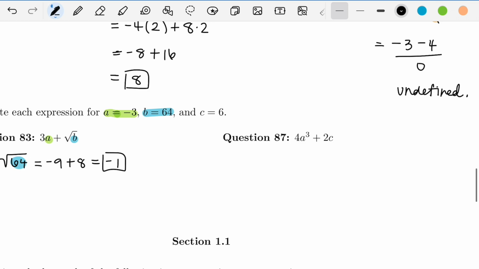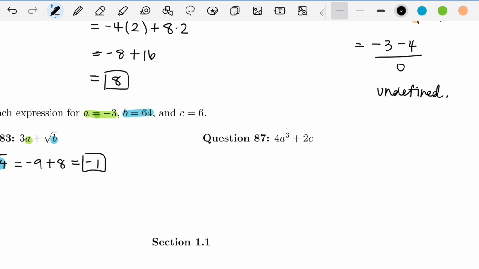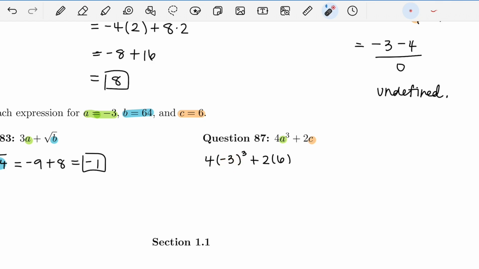All right. Now similarly for 87 here, we have 4a cubed, where a is -3, and in this case we don't have a value for b, but we don't have a b in this expression, but we do have a variable c, and that's going to be equal to 6. So plugging this information in, we have 4 times -3 cubed plus 2 times 6. Now we want to be careful with this here. We're plugging in -3 for a, and here we have a cubed, so all of a is going to be cubed, and all of a is -3.